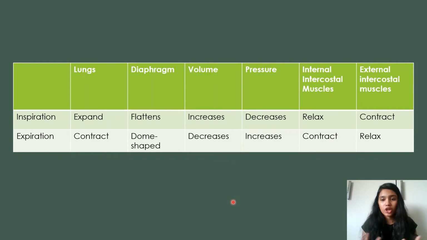Your lungs contract because you're breathing air out. Your diaphragm becomes dome-shaped again. Dome-shaped is an important keyword. It is perfect to use. So it becomes dome-shaped again, which is basically like this. Like if these are your lungs over here, like the bottom of your lungs. When they contract, it becomes dome-shaped, and when they expand, it flattens.